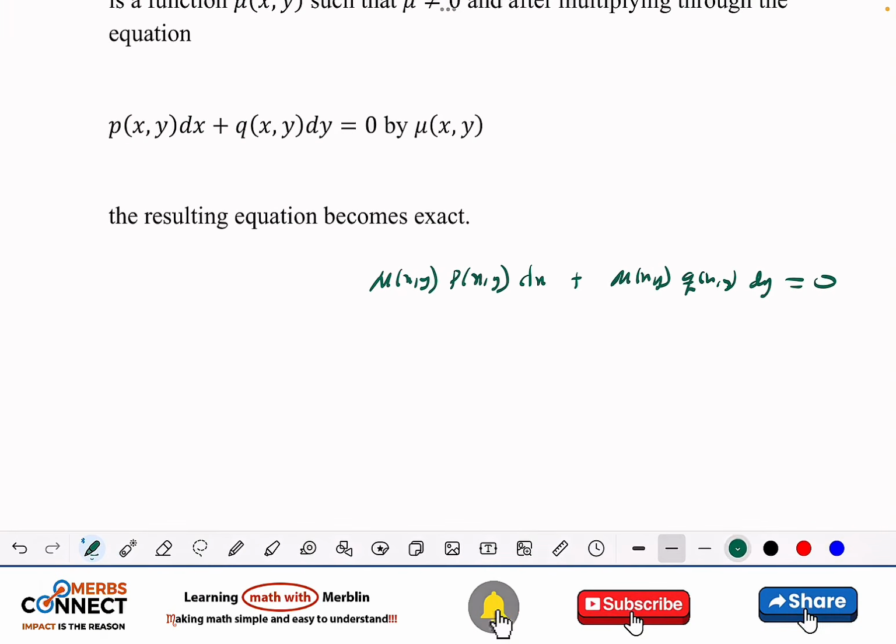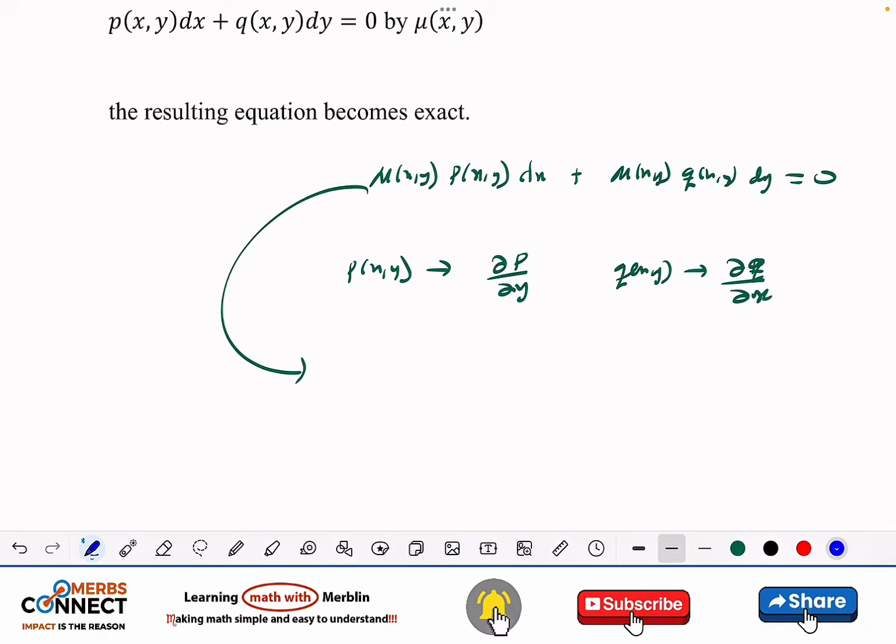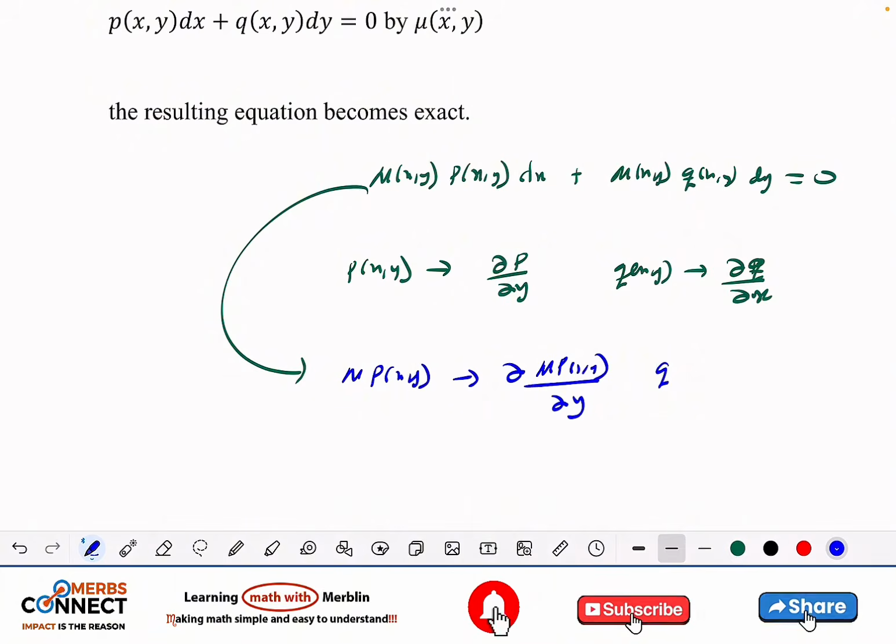And from here we will pick our new function. You see that the other one, we pick p of x, y, and we look for the partial of p with respect to y, and then q of x, y, and we look for the partial of q with respect to x. But in our new function, we are going to pick mu p of x, y, and look for the partial of mu p with respect to y, and then q of xy with the mu, and this is going to be mu q with respect to x.